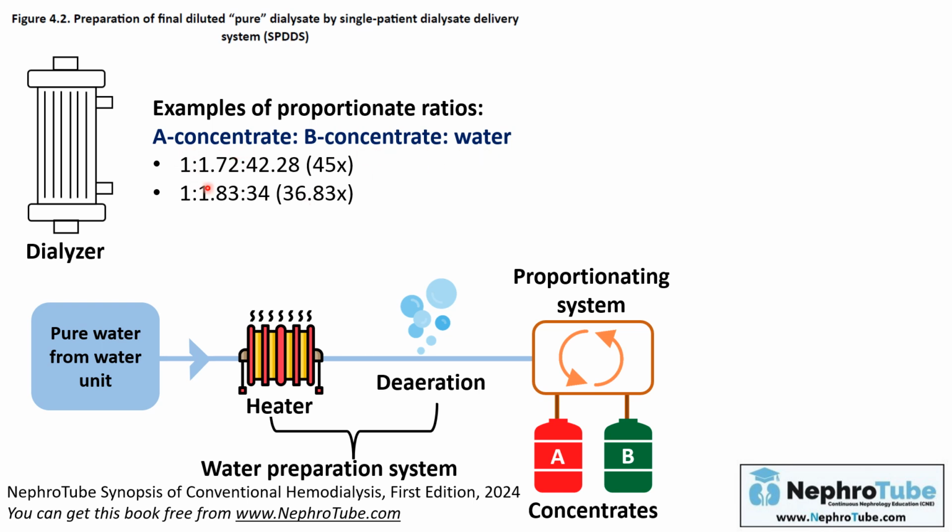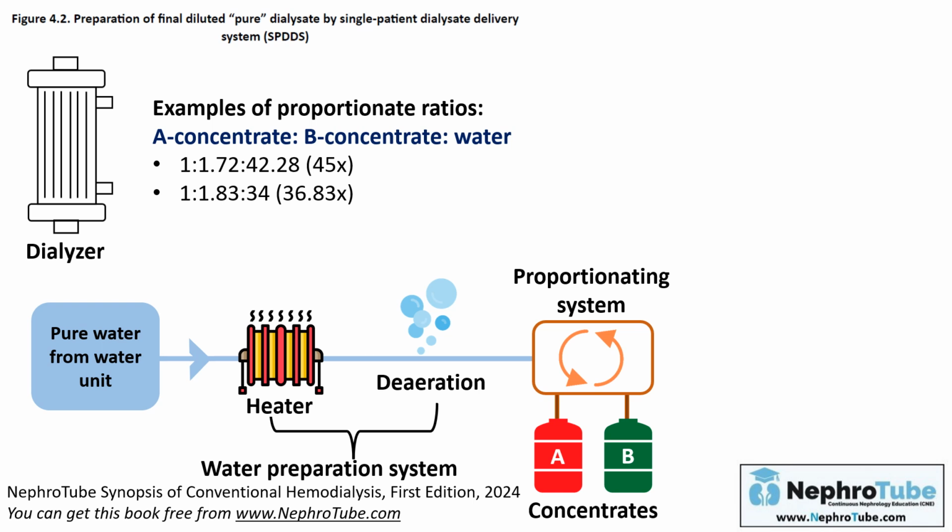For example, some machines will mix according to the canister instructions, and I will show you some examples. The mix may be 1 to 1.7 to 42.8. All of them, if we add them to each other, form 45. So this mix is called 45x, and it may be 1 to 1.83 to 34. This is 38.83x, and there are multiple other ratios all over the world.